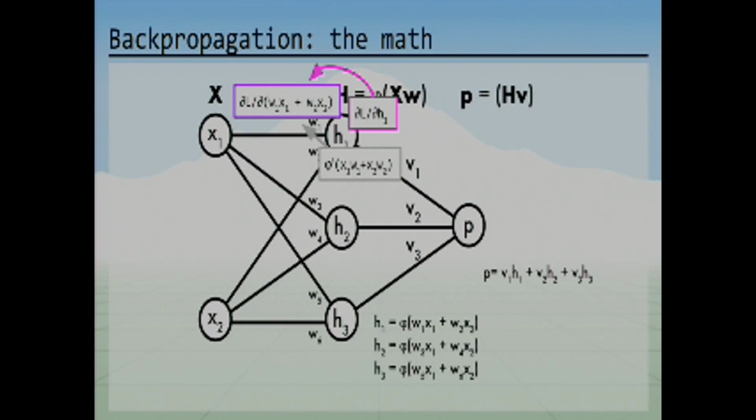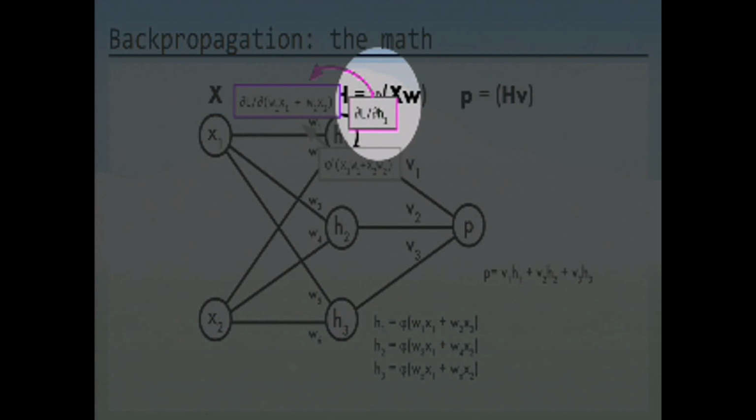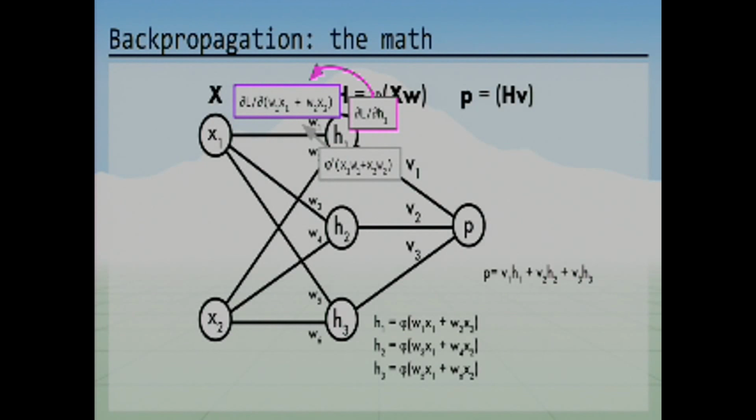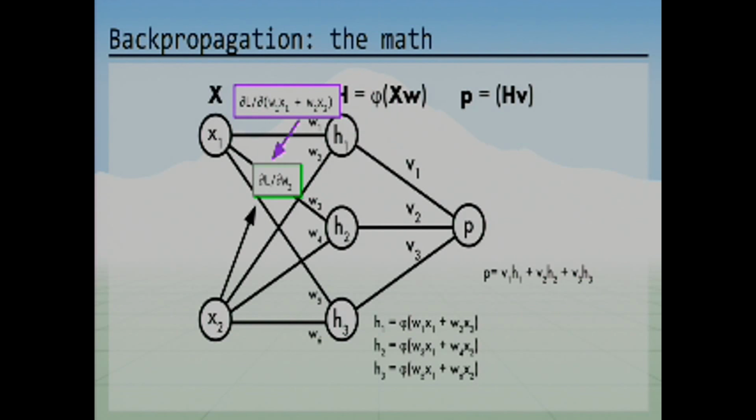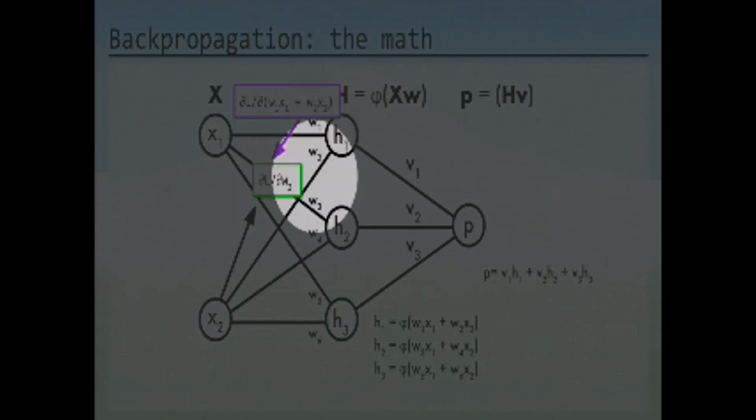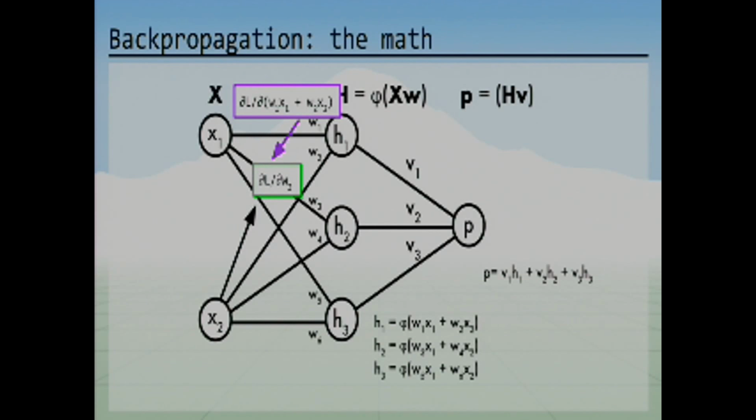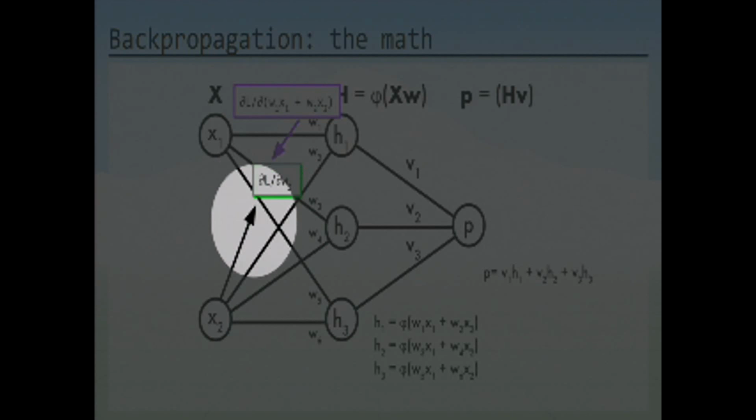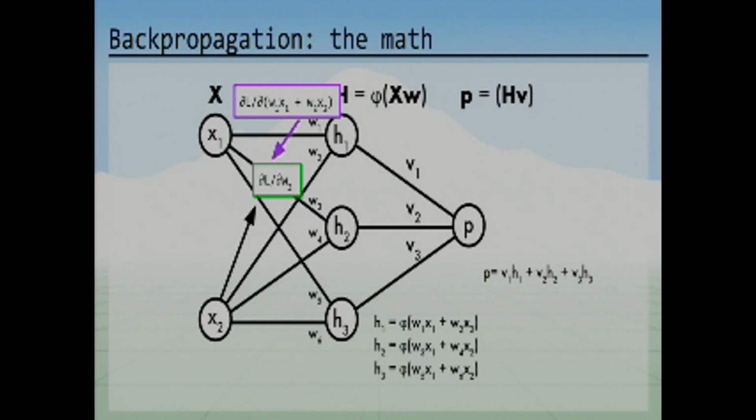And then we have to take into account this activation function phi. So we're going to multiply the derivative of the loss with respect to h1 by phi prime of our weighted sum to get the derivative of the loss with respect to the weighted sum. And then when we want to calculate our partial derivative with respect to w2, we can just multiply the derivative of the loss with respect to this weighted sum by this term x2, and we get the derivative of the loss with respect to w2. So that's all that backpropagation is.